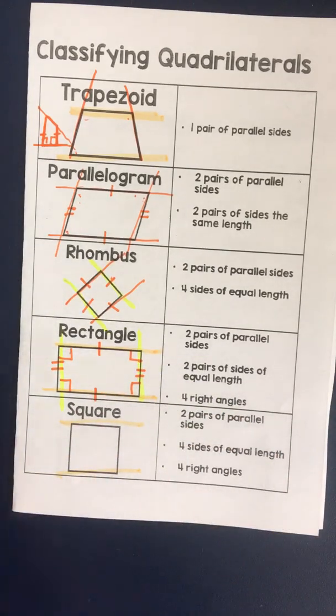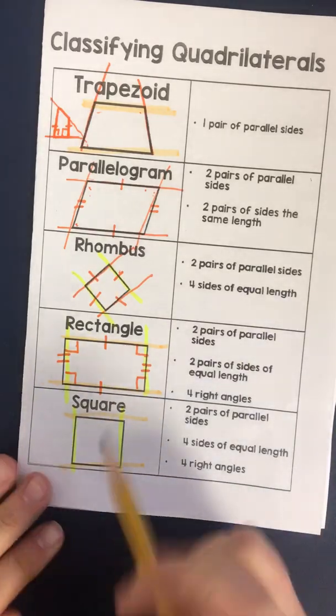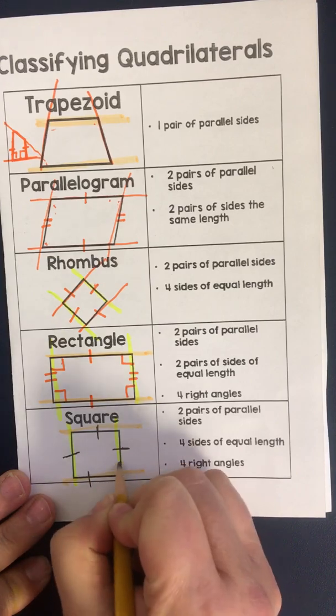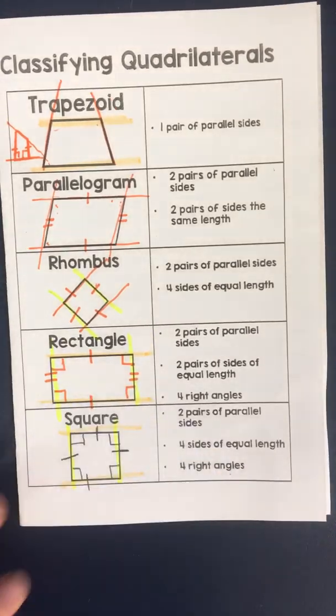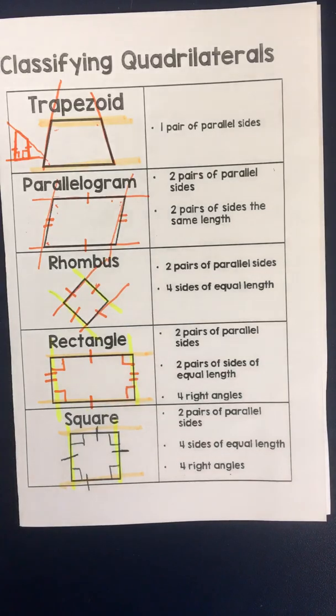Whoops, different color here. Opposite sides, or all the sides are the same length. And all the sides are 90 degrees, or we have right angles. Now, by definition, some of these fall into the same categories and have the same name.